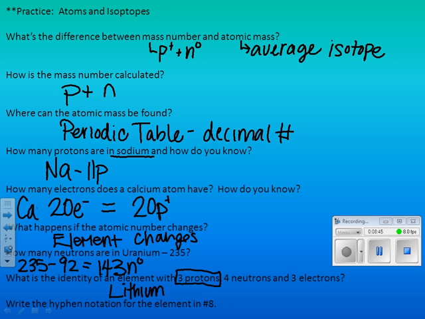Write the hyphen notation for the element in number 8. So element number 8 is oxygen, okay? And we use the mass number, so we're going to round that number on the periodic table to 16. That is our mass number. Make sure you don't use the 8 because that is the proton number. Okay? Another way to remember is that protons are always less than the other number on the periodic table, so the smaller number on the periodic table is your atomic number.